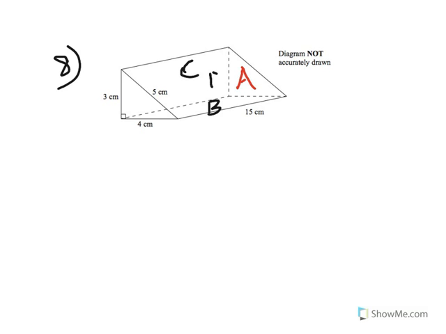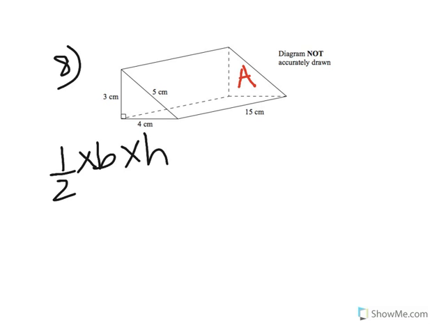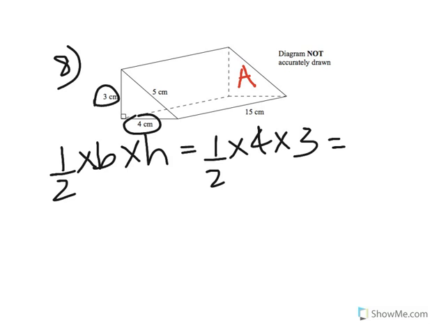I mean, it's a bit confusing with all the letters. So first of all, we'll find the area of this triangle over here. The area of any triangle is just half times base times height, and the base is 4, the height is 3. So half times 4 times 3 is 12 divided by 2, which is 6. So the area of A is 6.